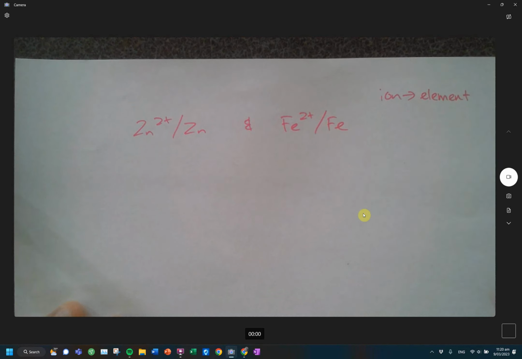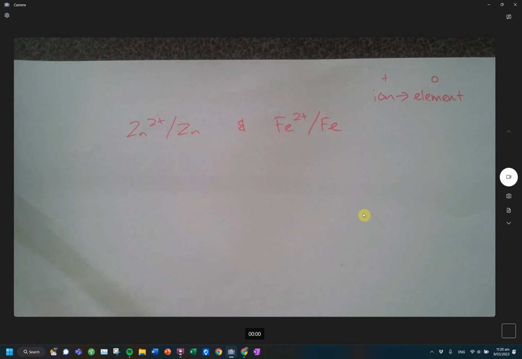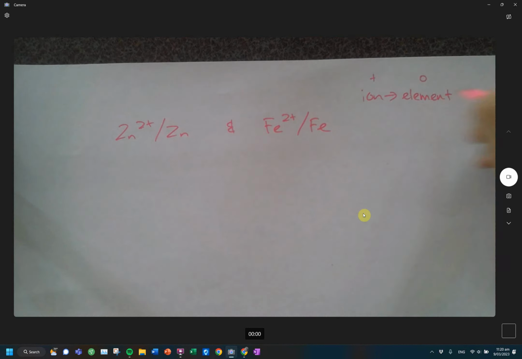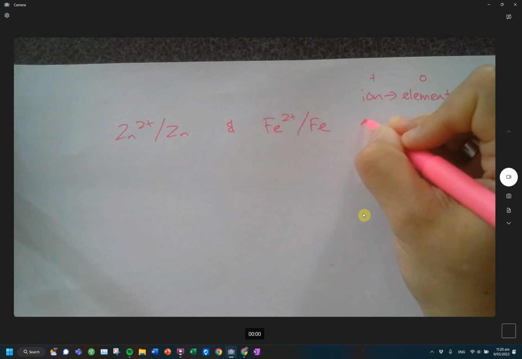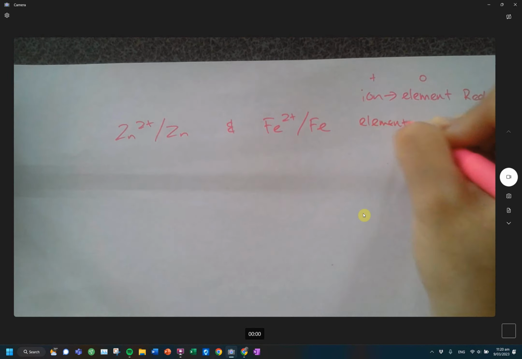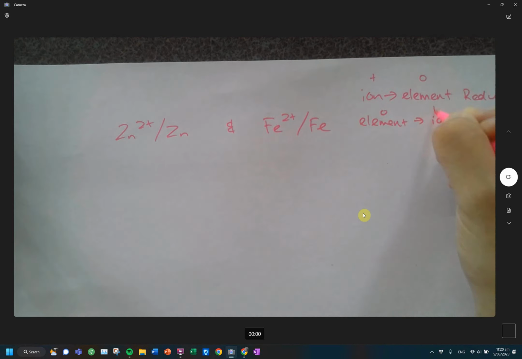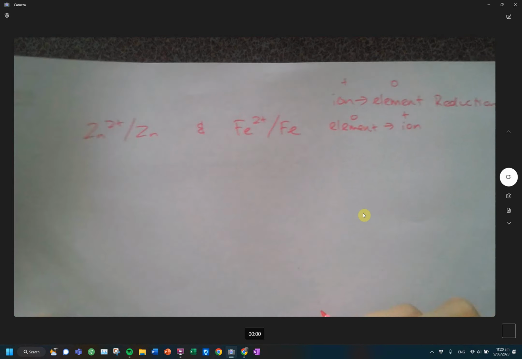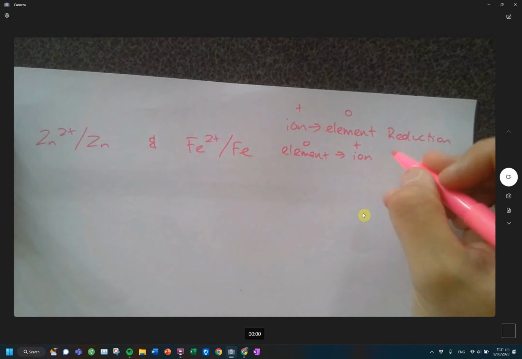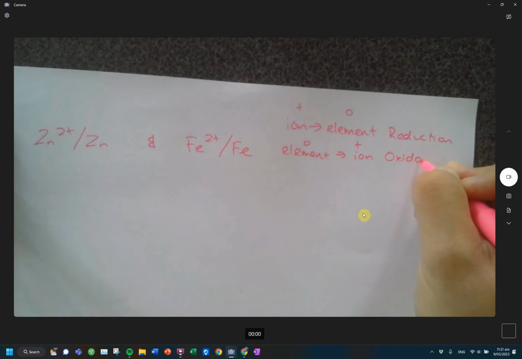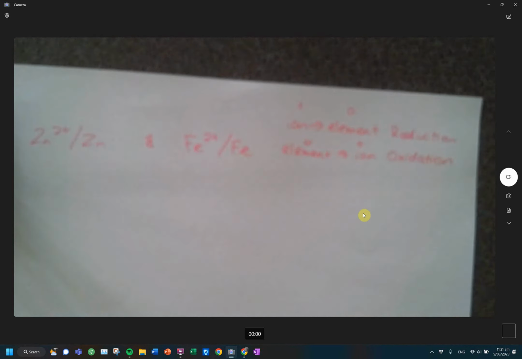Okay? So the one that's going from ion to element, that one's going from a positive charge to 0. So is that oxidation, reduction? So that one's the reduction reaction. If I'm going from element to ion, we're going from 0 to a positive. So that is my oxidation half. So that's how we're going to figure it out this time around. Okay?